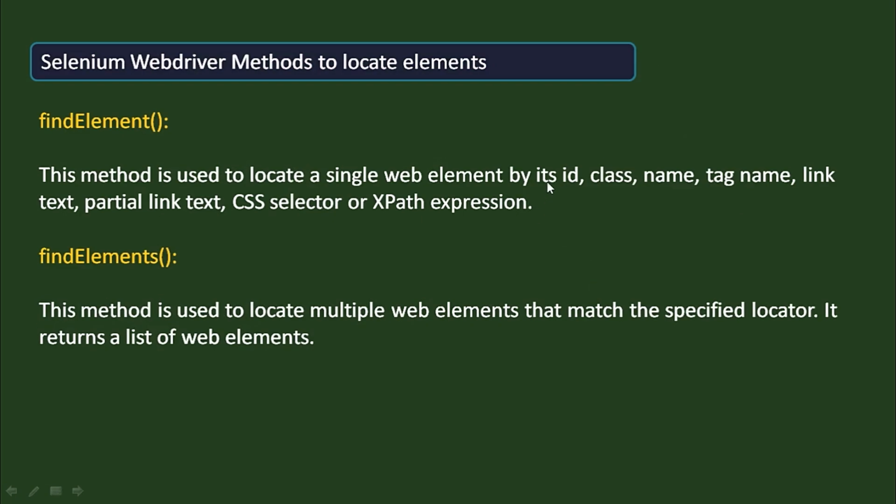It accepts all the methods in the By class, and the findElements method will also accept all the methods in the By class. But basically it is used to locate multiple web elements. The locators must be specified. It returns a list of web elements. You know the list in the Java collections framework, so you can easily understand the list of web elements. If you don't know, I will explain each and everything.